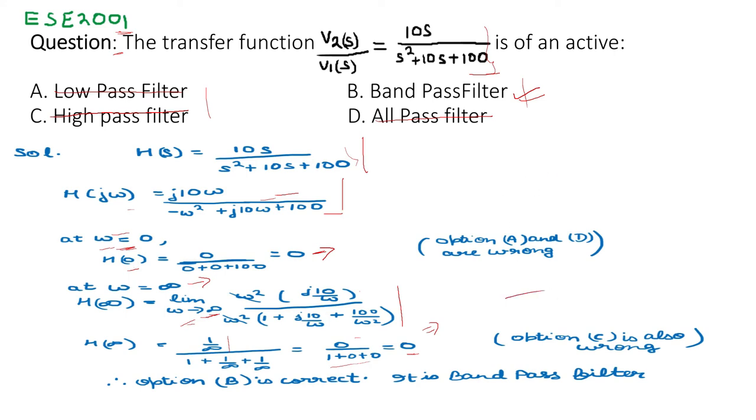So this is how you are going to check which filter it is. We will find the value at these two frequencies and then investigate if any option is true. If there are two options, then we will further investigate, but it is rare, so we are limited to this only.